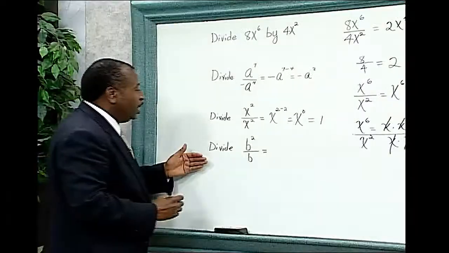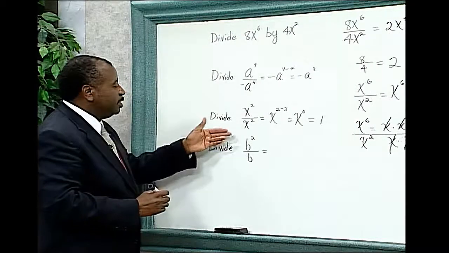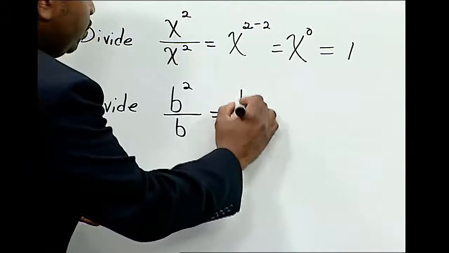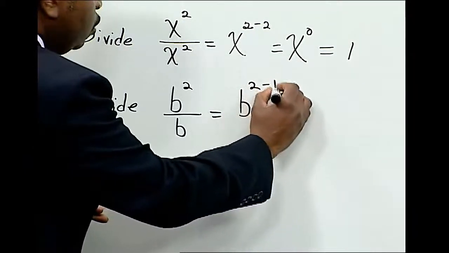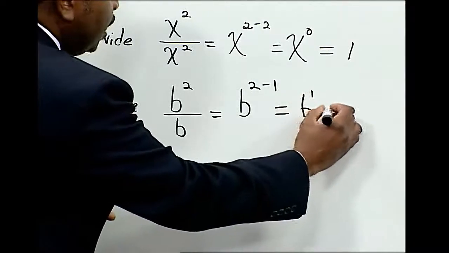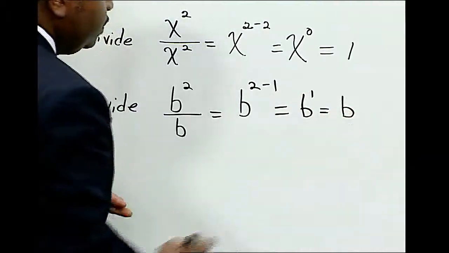1. Example 4, divide b to the 2nd power by b, which is equal to b to the 2 minus 1, which is equal to b to the 1st power. That's also equal to b.